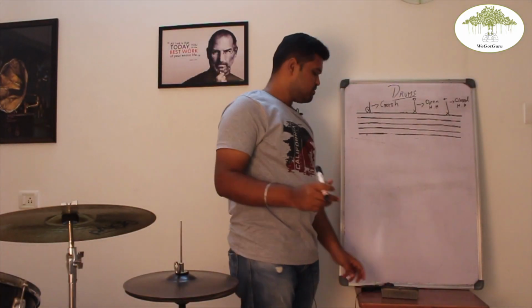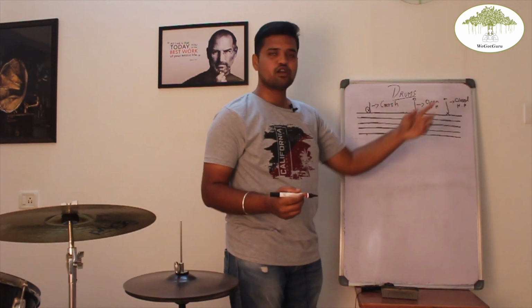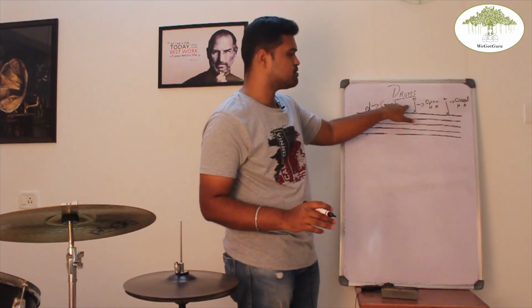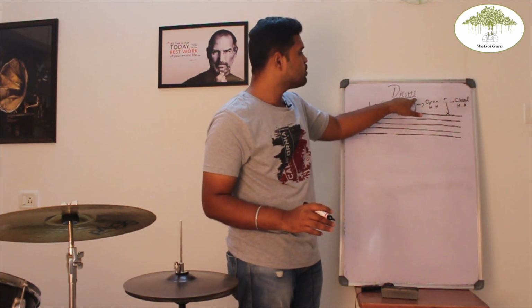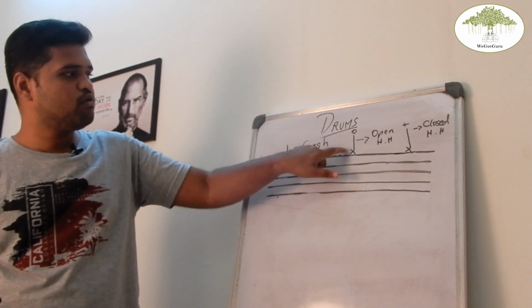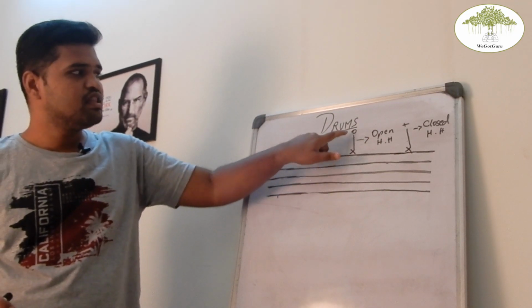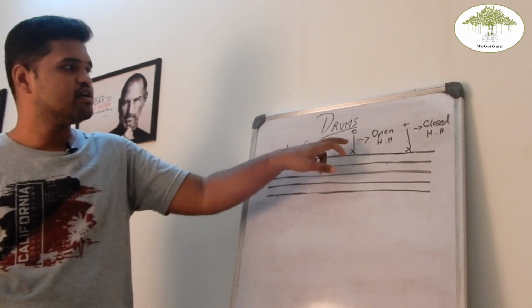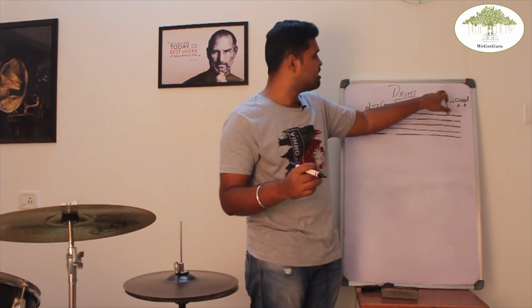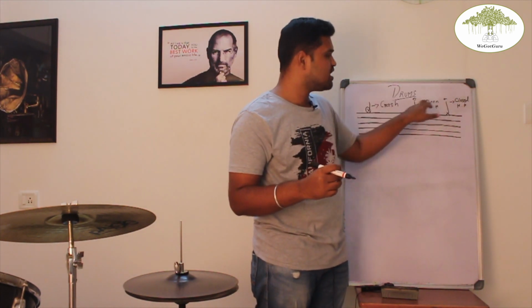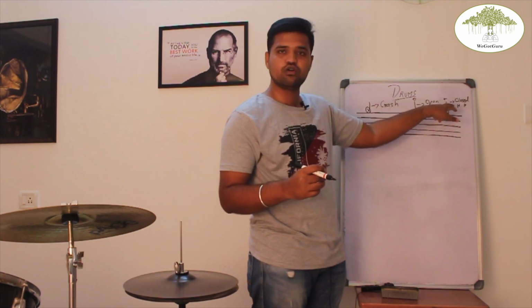Okay, now we are going for the last ones: the crash, open hi-hat and closed hi-hat. You know the hi-hat comes on the first space, above the first line, but there is a slight change for the open hi-hat. Above this symbol there is a zero, and it's called an open hi-hat, where we have to open the hi-hat. For the closed hi-hat, there will be a plus symbol instead of a zero, where we have to close it. These are the two differences between the open and closed hi-hat.